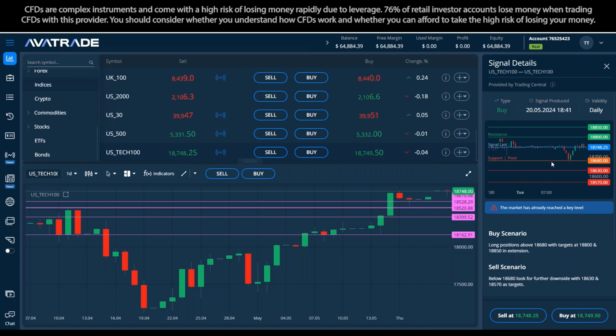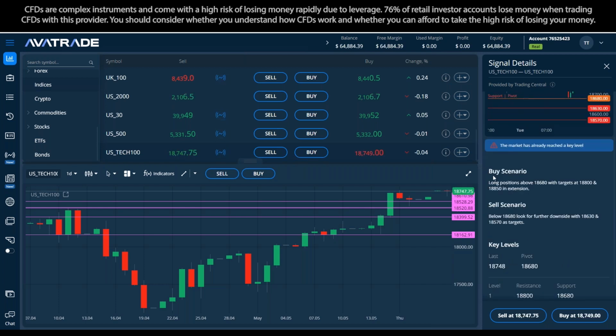It bounced off the pivot, but did not really break it. Although it says it touched that key level, the buy signal's still on because it's not below the pivot line right now. Had it broke below the pivot, you'd be looking at further downside towards these take profit levels down here.